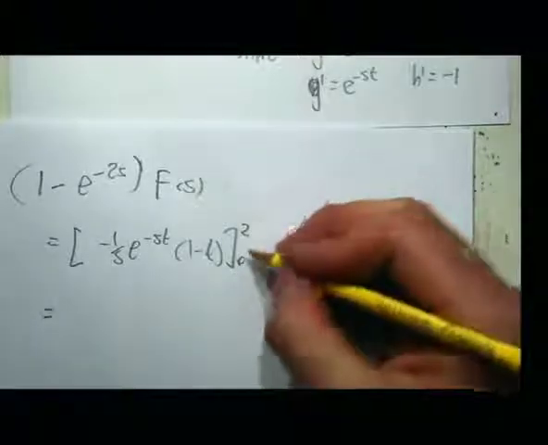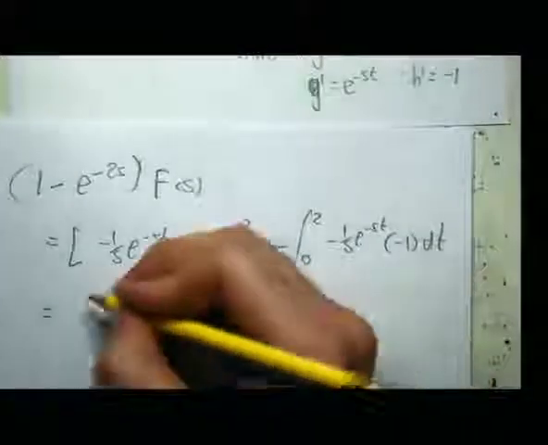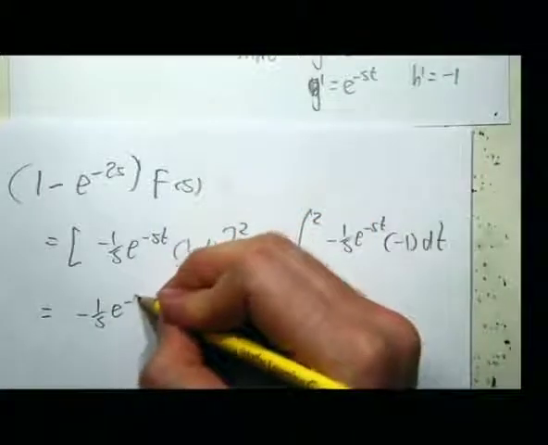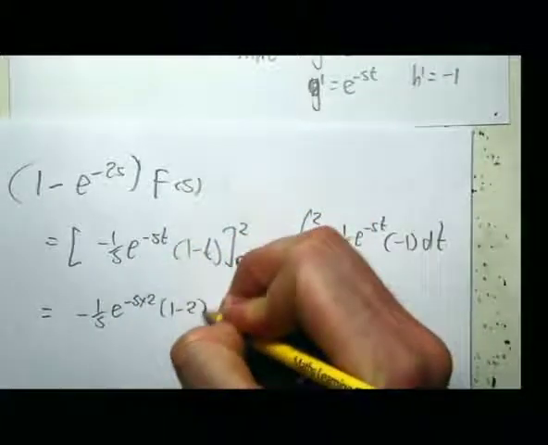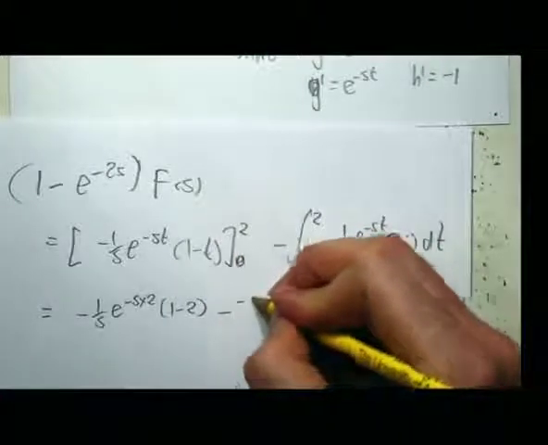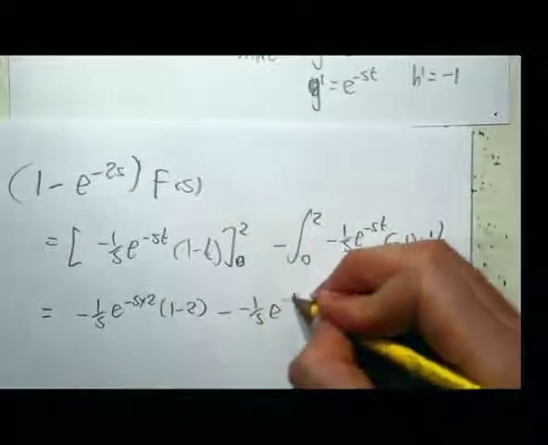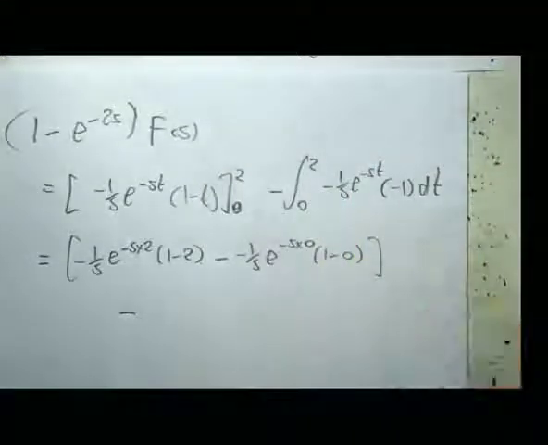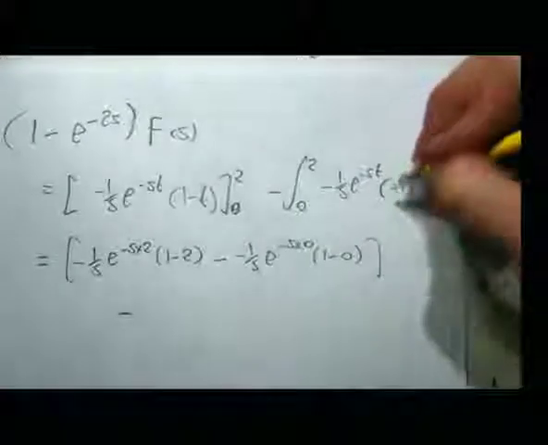Now, we can't use any of our fancy tricks with infinity now because it's only going up to 2. So I'm just going to have to sub it in. So I get minus 1 over s e to the minus s times 2, times 1 minus 2, minus minus 1 over s e to the minus s times 0, times 1 minus 0. That's this bit here. And this integral I can just do. So those two cancel each other out.